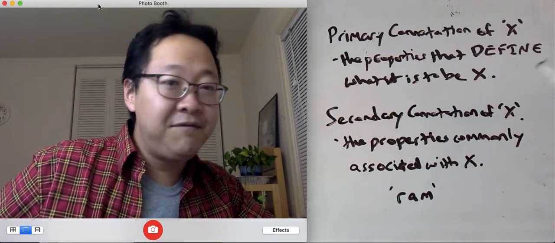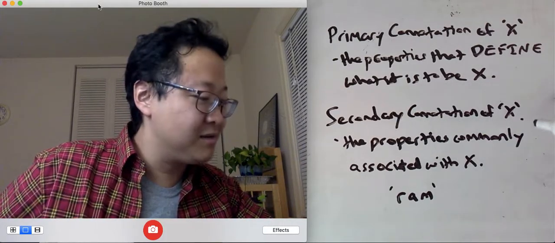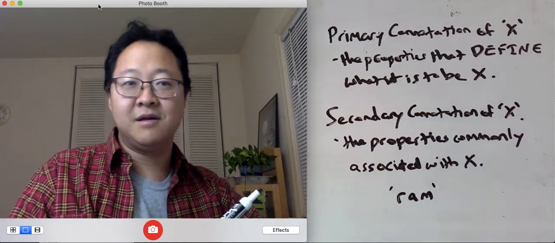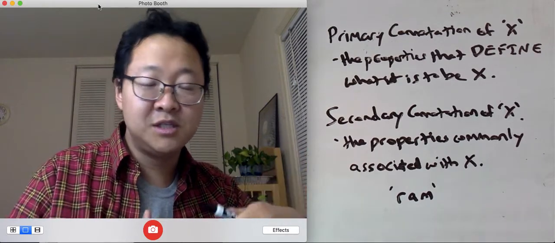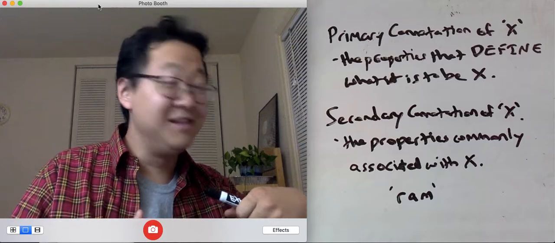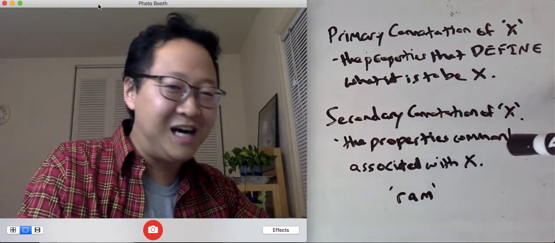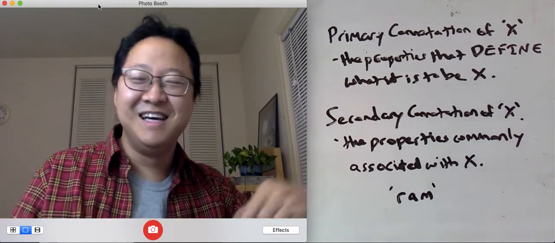Now, that's the definition of the word ram. But the secondary connotation of the word ram, the properties commonly associated with the word ram, are going to be other things like has horns, has hair, lives on a mountain. Right, some of these might not even be true. They're just things commonly associated with x. Eats bushes. I don't know.